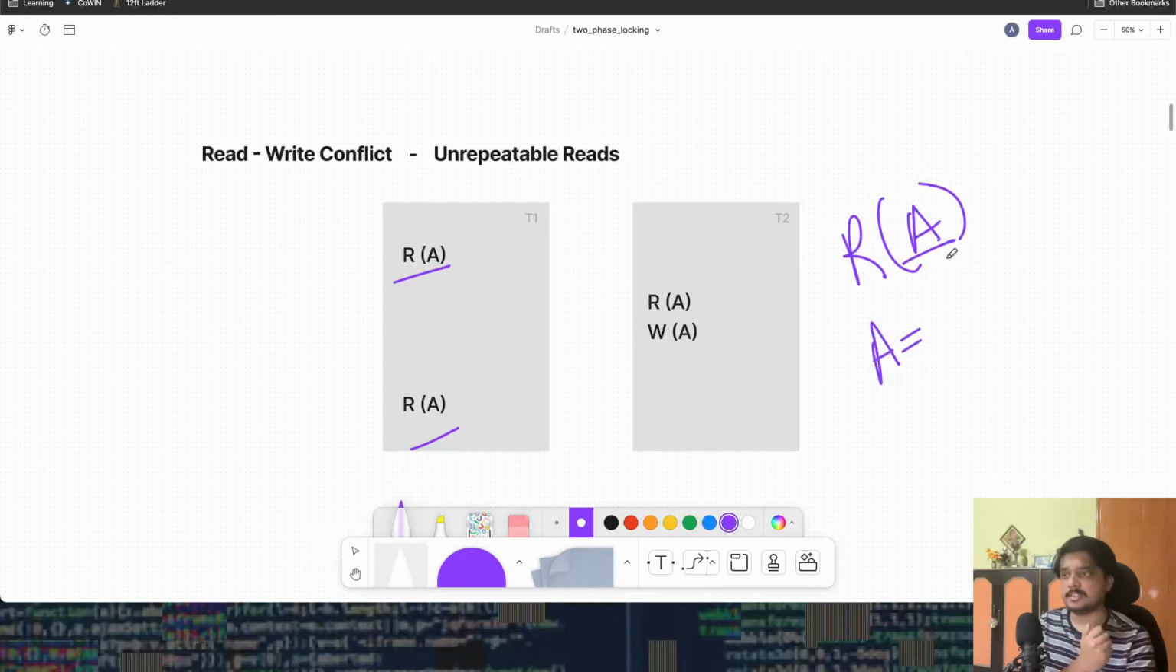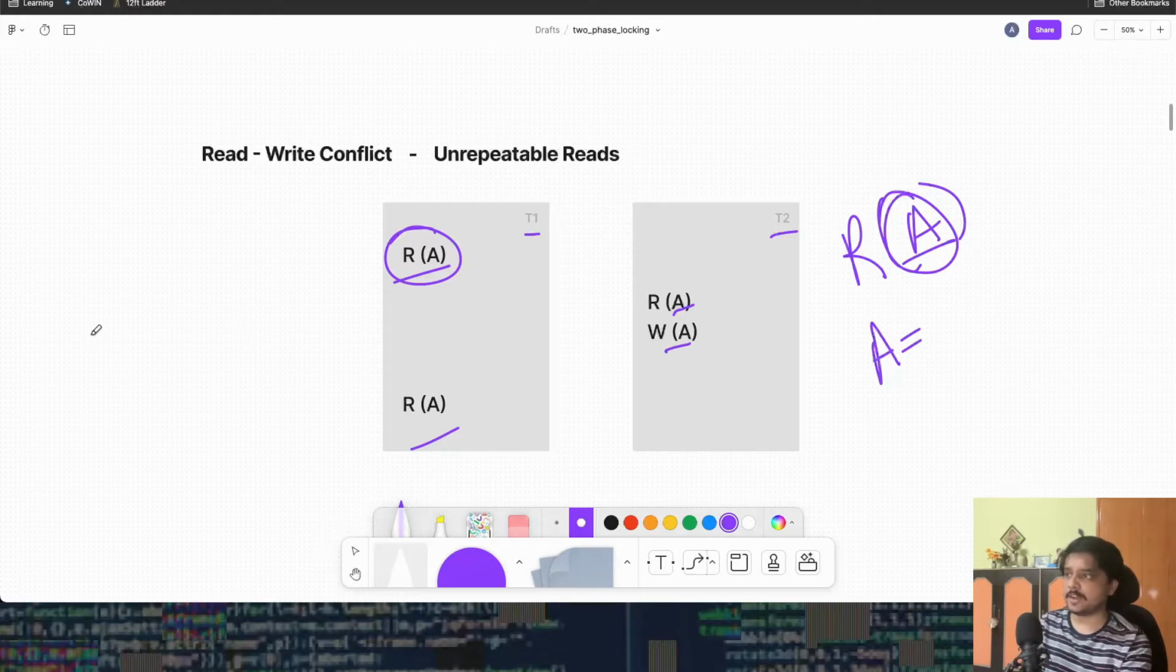Like this A or B, whatever. I'll say this database object can be anything in a database that can be read or written, right? So it's any piece of data. What we're doing here is reading A, and then there is this new transaction called T2. This is transaction T1, this is transaction T2. What it is doing is reading A and then writing some value to it.